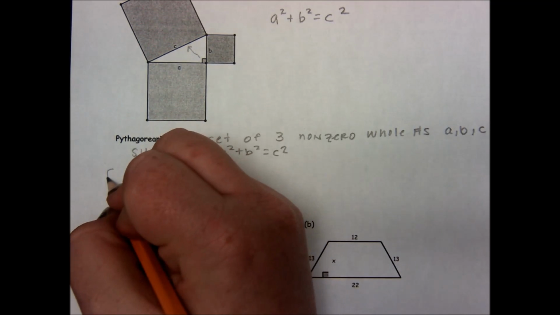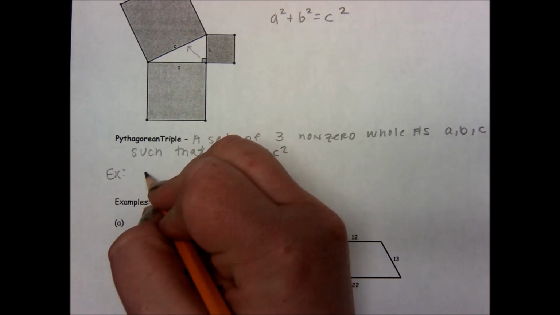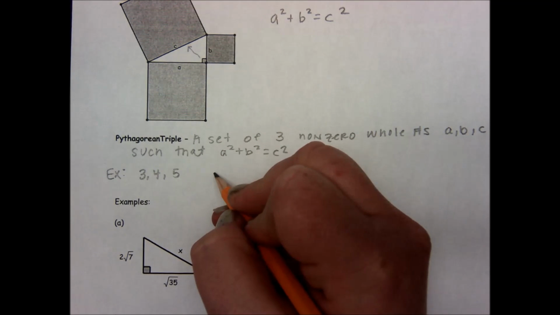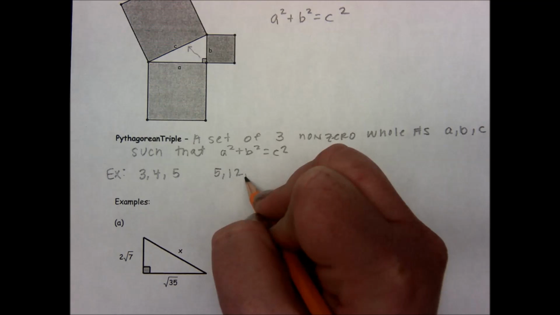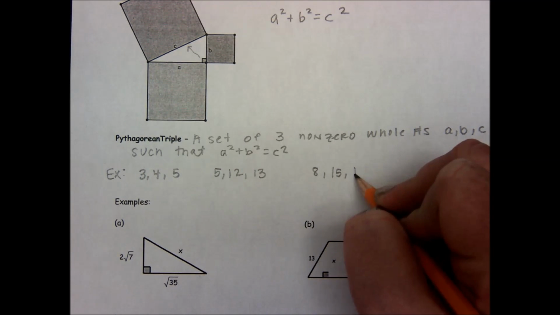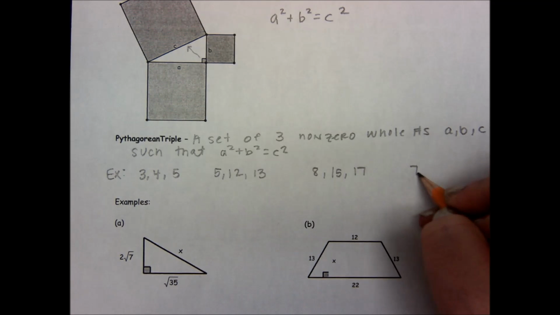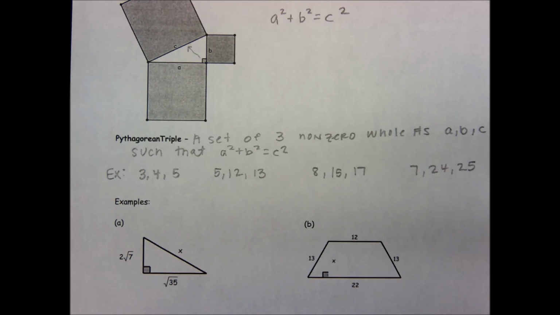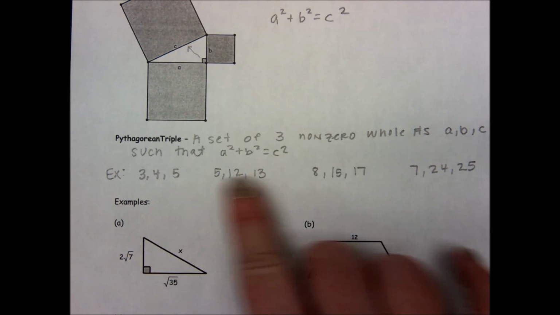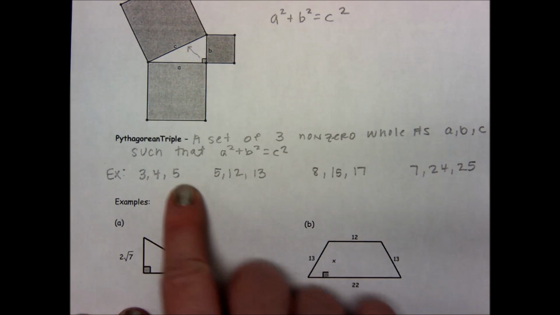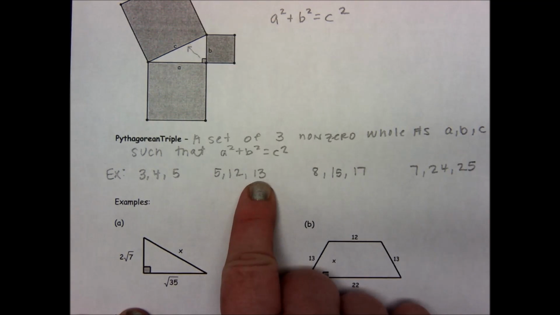So a few examples of Pythagorean triples are 3, 4, and 5. Also 5, 12, and 13. 8, 15, and 17. And 7, 24, and 25. So these three make right triangles. If I know that two legs are 3 and 4, then the hypotenuse has to be 5. Two legs are 5 and 12, I know the hypotenuse has to be 13.